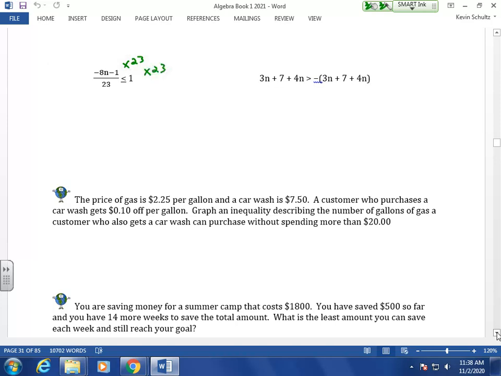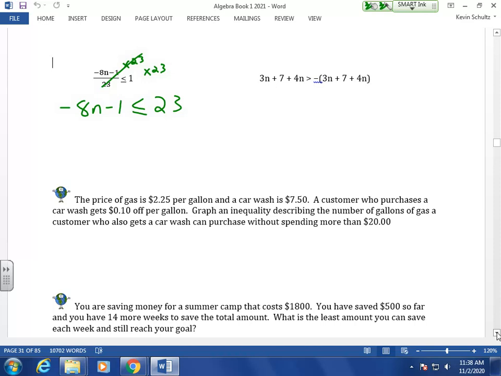Okay. And on the left side, that's really nice because, since multiplying is the opposite of division, that's going to cancel out the denominator. I don't have to distribute. I don't have to do anything there. I'm just left with that negative 8n minus 1. And on the right side, since I only have that 1, times 23 is 23. Again, don't have to distribute, do anything there. So in one step, I'm now in an inequality that I hope you're much more comfortable with. Recognize it as just your basic two-step.